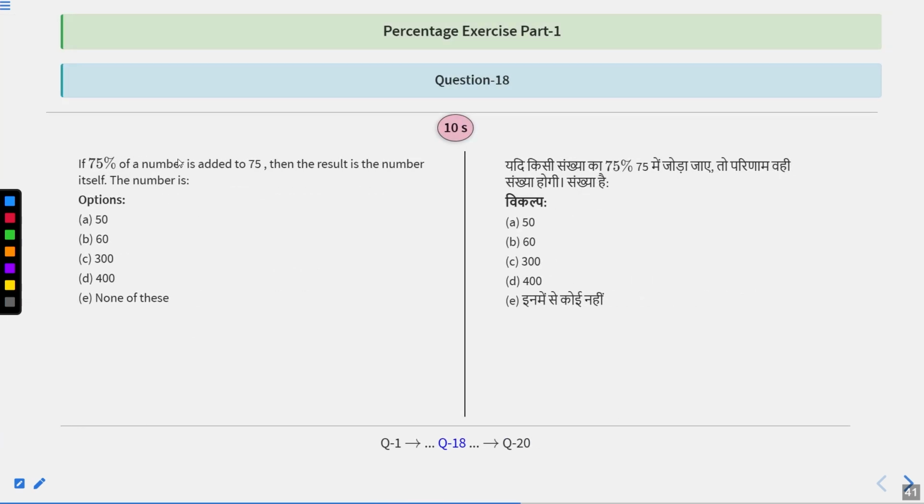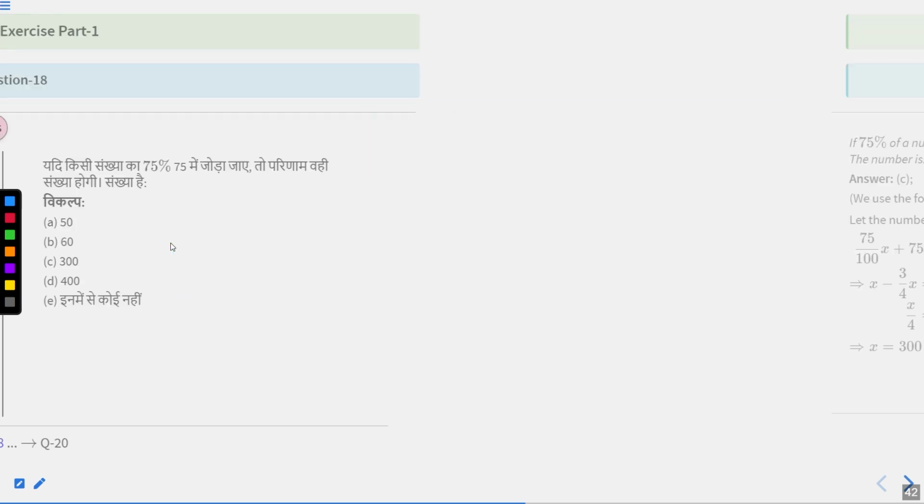If 75% of a number is added to 75, then the result is the number itself. The number is, you have 5 options and 10 seconds. Now your time starts now. Try to solve this question. Okay. Now time's up. Let's see the solution.